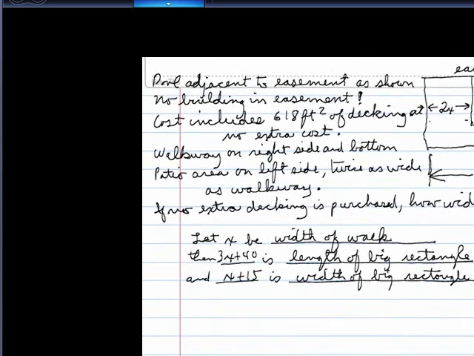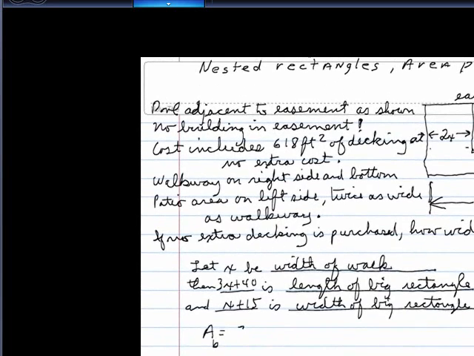Okay, let's go ahead and set this up. What about the area of that big rectangle? Well, it would be the length times the width. So the area of the big rectangle, and I'll just put area big, is equal to the length of the big rectangle, 3x plus 40, times x plus 15.